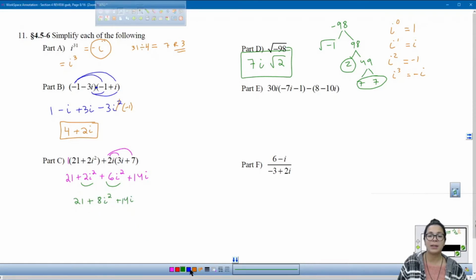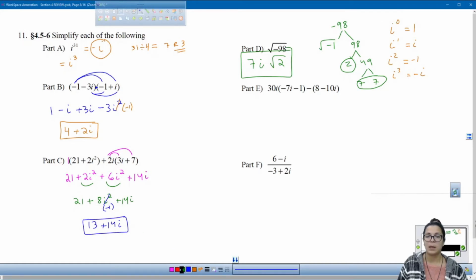Now you cannot leave it like that because remember, anytime i has a power, you have to simplify it. i squared is -1, so this is 8 times -1. Positive 8 times -1 will be -8, so it's 21 minus 8. And 21 minus 8 is 13. So this is 13 plus 14i.